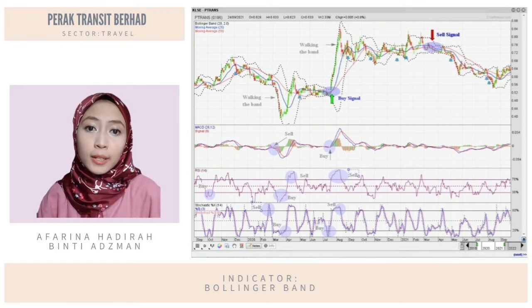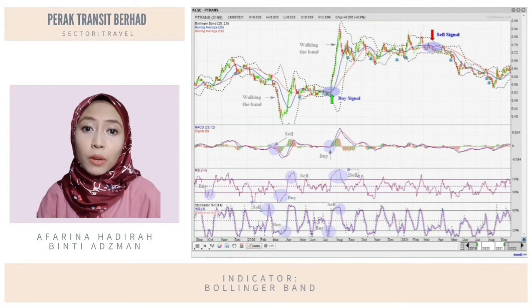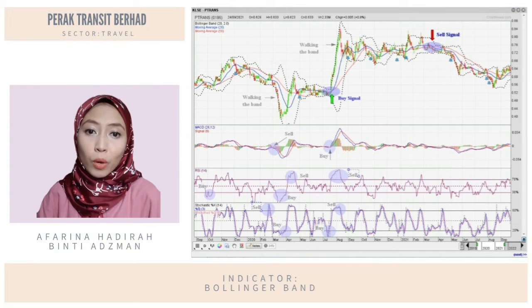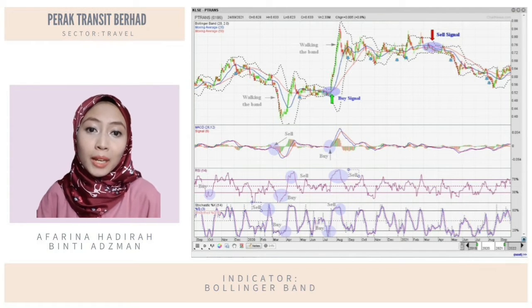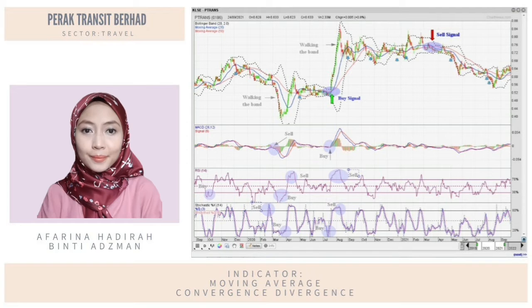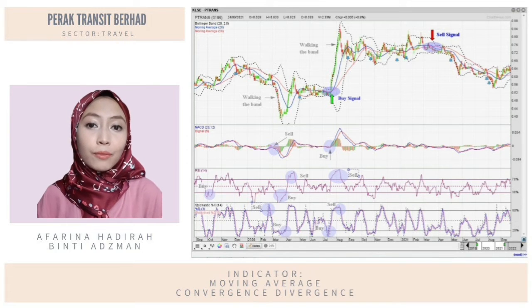Bollinger Band is used for the next indicator. On the graph shown, the buy signal is seen with the price moving above the moving average 20 days line, or the blue line, in July 2020, while the sell signal is when the price is moving below the blue line in March 2021. MACD is the third indicator for Perak Transit.